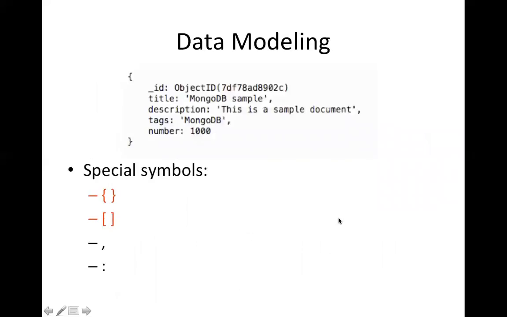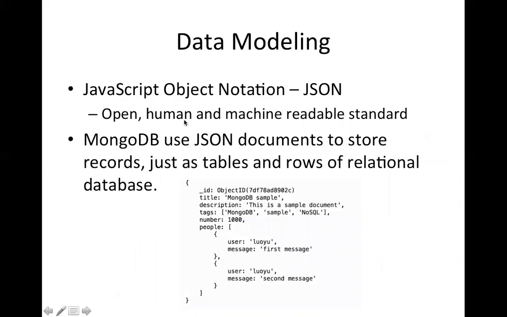On data modeling, when we go back to this document, we will find these special symbols, braces and brackets. So why should we use these? Talking about these two special symbols, we have talked about JavaScript Object Notation, which we call JSON. When you do your project, you have to use JSON to insert, process, and manage your documents in MongoDB. The developers created JSON for a reason, because it's an open, human- and machine-readable standard. If you go back to this document, you will see it's very clear for users to read. Like the title: what's the title value? That's a MongoDB sample. What's the description? This is the sample document.